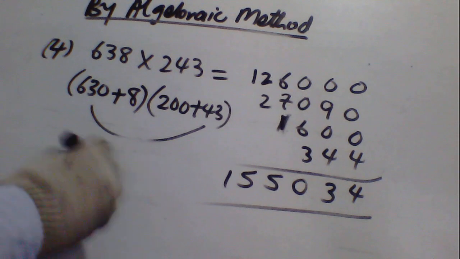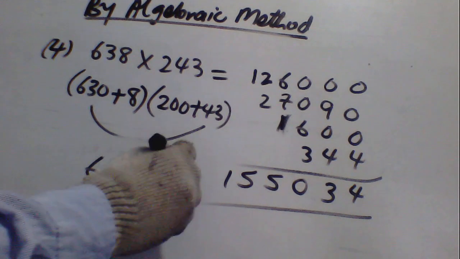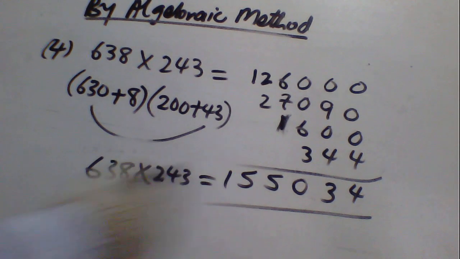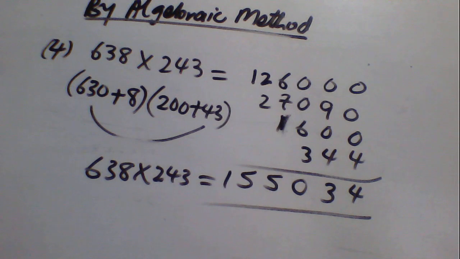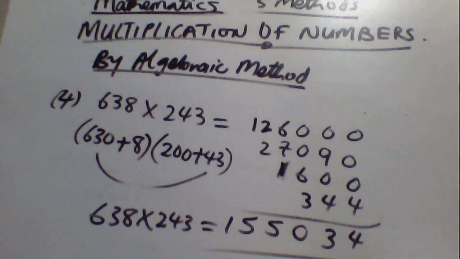That is it. So the multiplication of 638 by 243 is equal to 155,034. So that is how you can use the algebraic method or factor method of algebraic expression to perform the multiplication operation on two numbers or more than two numbers. In this case we have seen how we use it to solve problems involving 2 or 3 digit numbers.